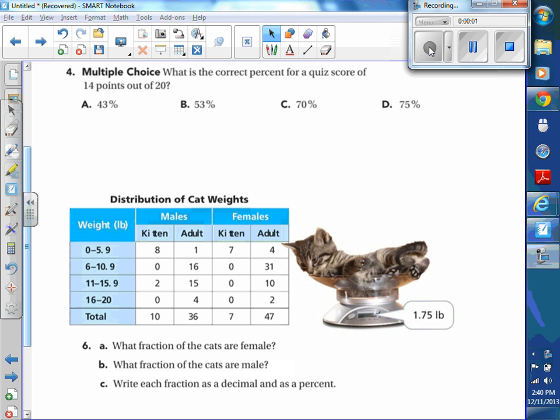So these are your ACE problems from page 103, right? Beginning on page 103.